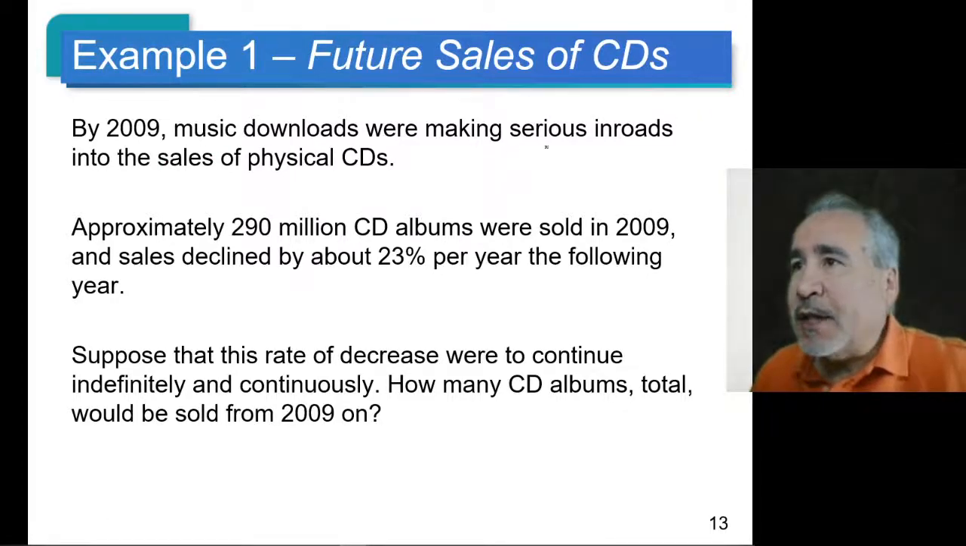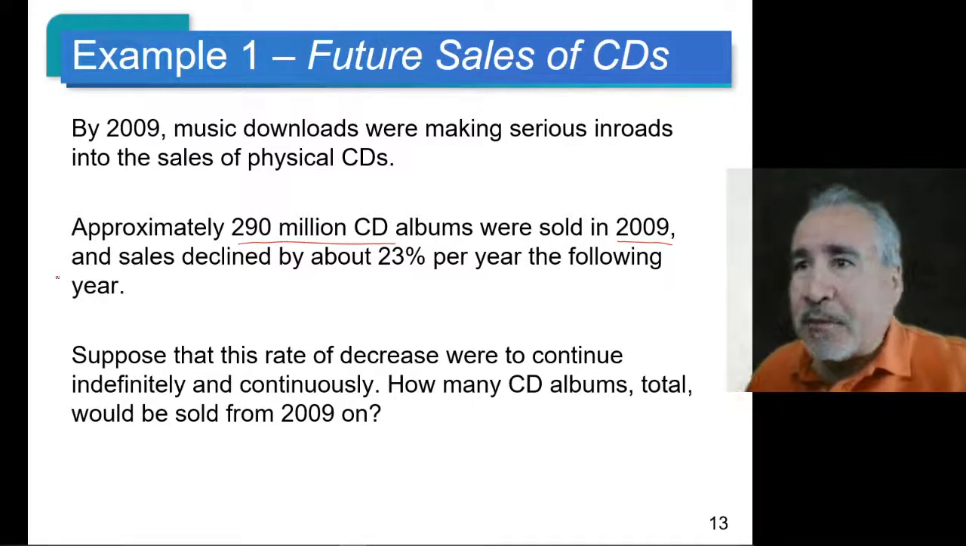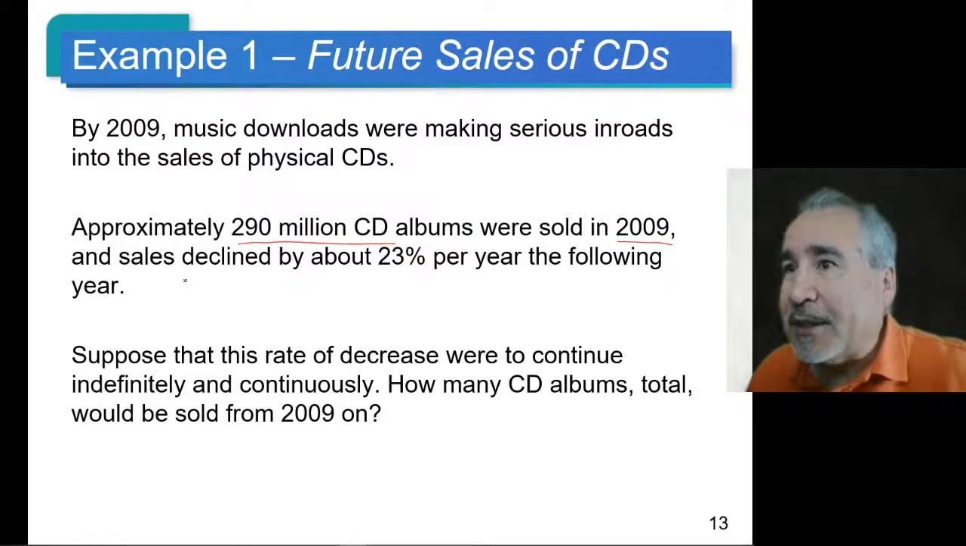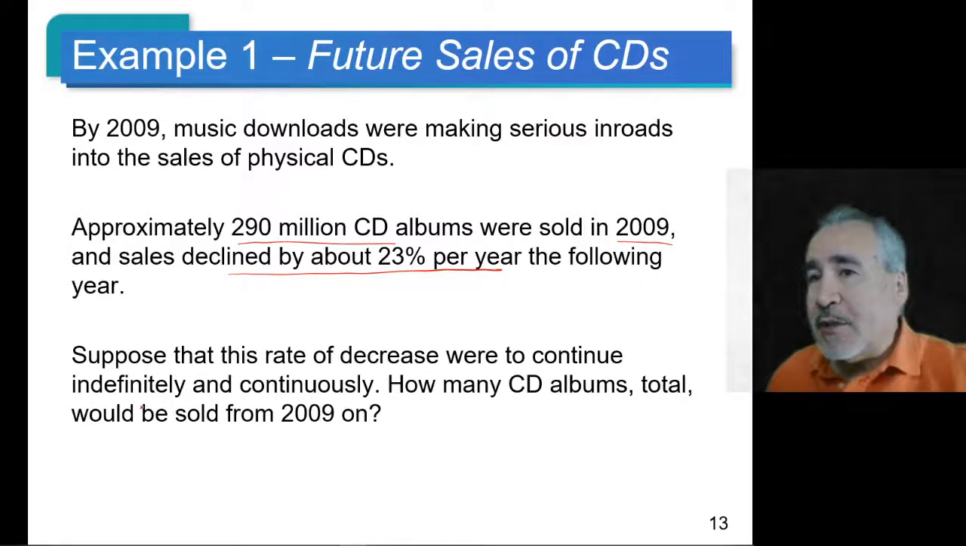Okay, so here's an example. In 2009, music downloads were making serious inroads into physical CDs. Approximately 290 million CD albums were sold in 2009. How many of you even know what a CD is? Maybe they were still selling them in 2009, I guess. I'm thinking of vinyl records. I know a lot of you were born after vinyl records had already died, but anyway, in 2009 there was a steep decline, about 23% per year. So suppose this rate of decrease were to continue indefinitely.